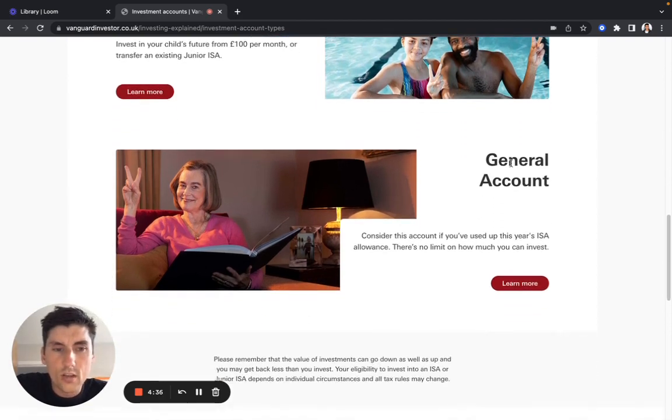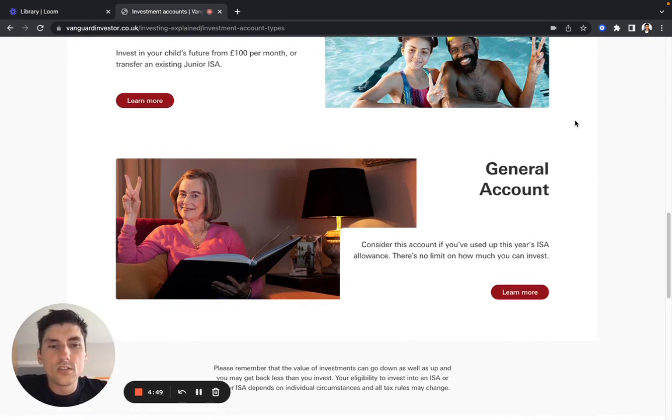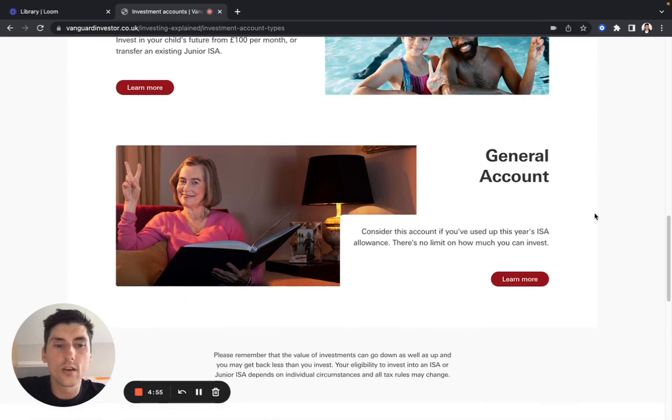And the fourth account is a general account. And this is effectively just like the other accounts, except it doesn't really have any tax advantages, or doesn't have limitations, if you like. It's effectively just a standard investing account that you can contribute money to, and then invest.